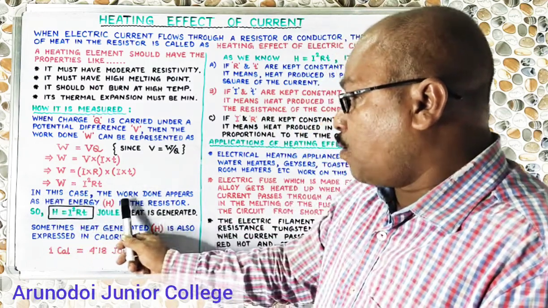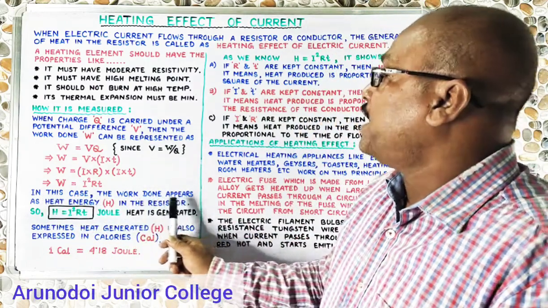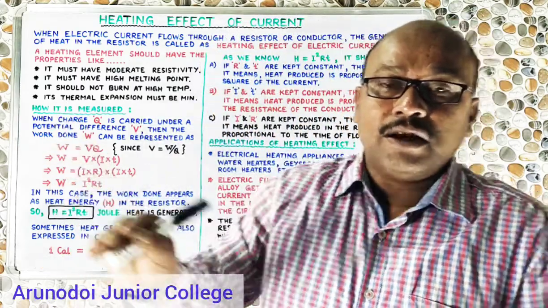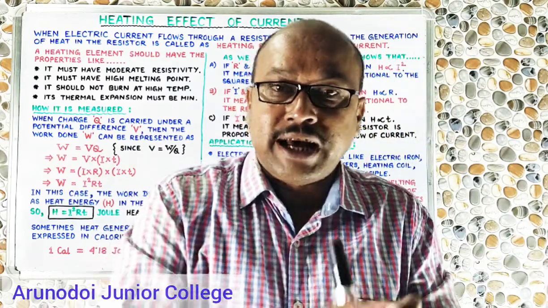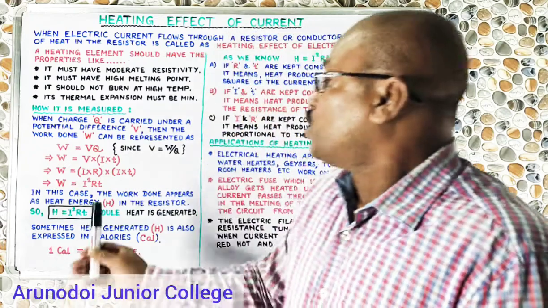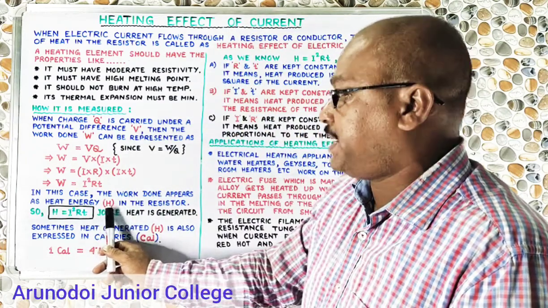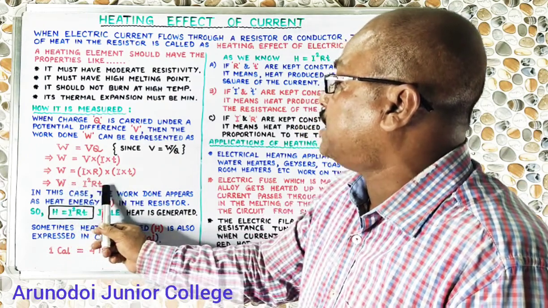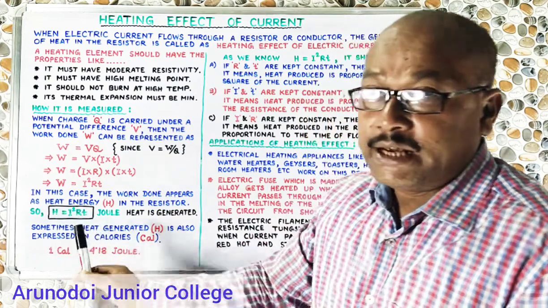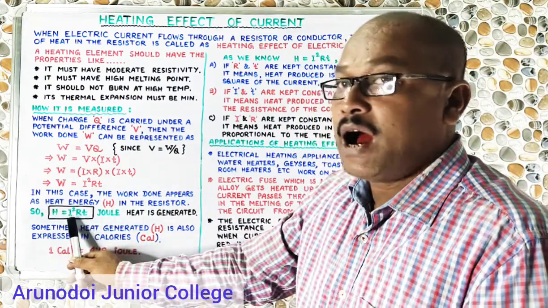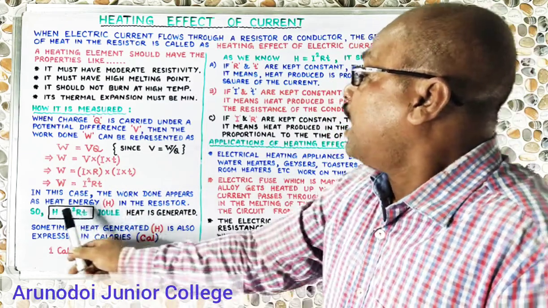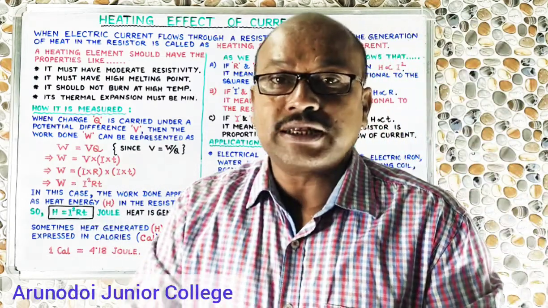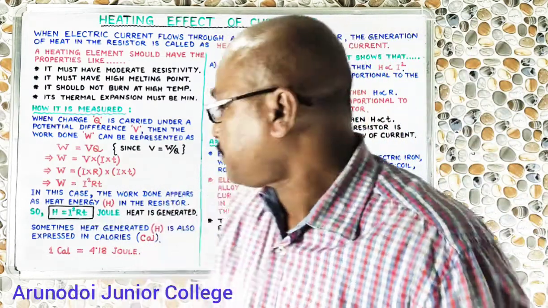In this case, the work done by the electric charge will appear as heat energy in the conductor. So work done by the charge will always appear in the conductor in the form of heat. That heat is represented by capital H, and under that condition we can write W is equal to I square RT, means heat is equal to I square RT. So mathematically H is equal to I square into RT. And this heat will be calculated in the unit called Joule. So Joule is the SI unit of heat energy.